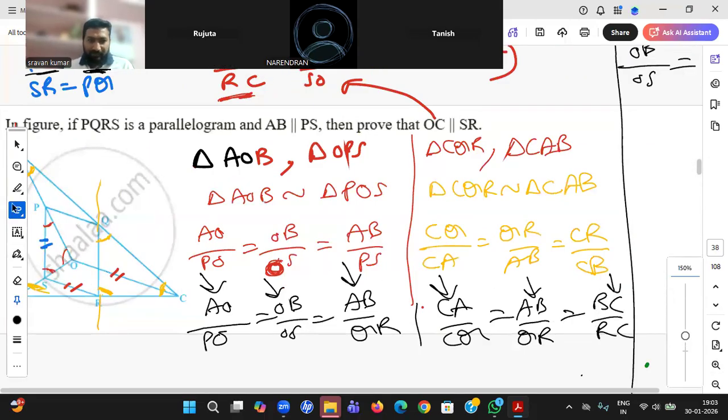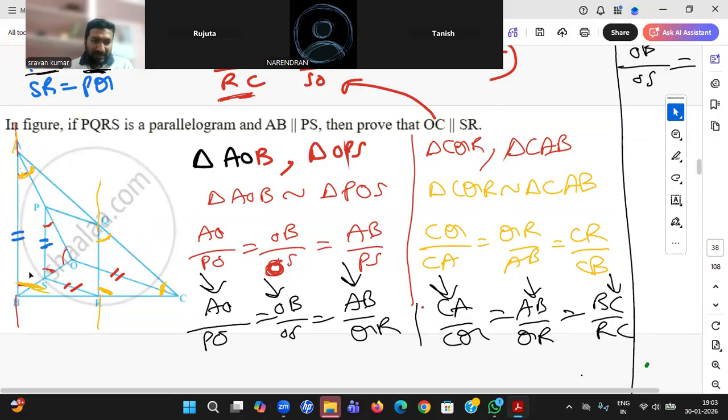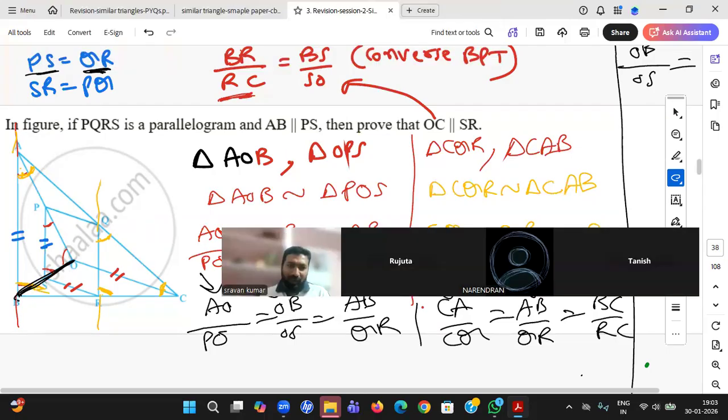You see, BS, I have ticked one. Yeah, you see OB is this and I want only BS. What will I do? I should subtract OS. Again I'm saying I have OB here in my proof, but here in the proof I want only BS, only this part. What should I do? I should subtract this part.